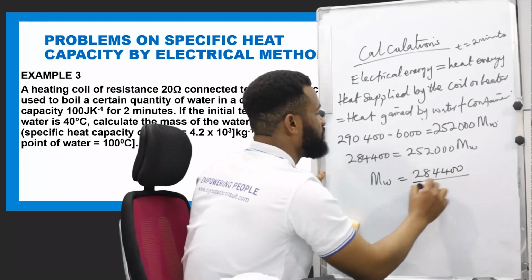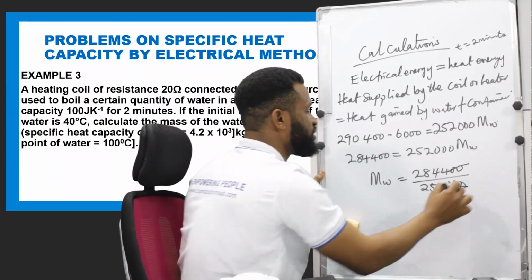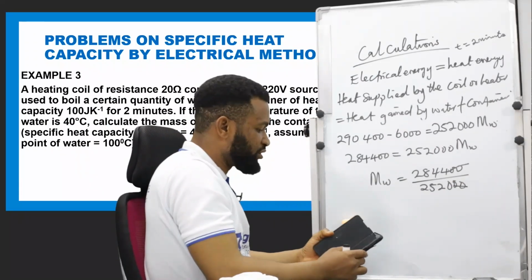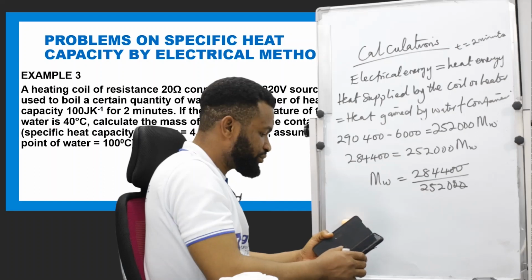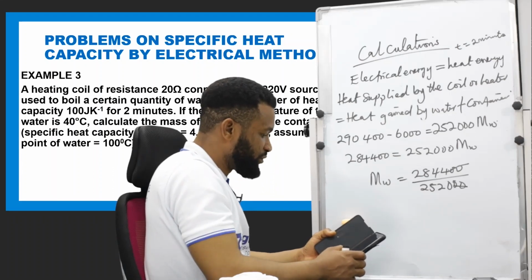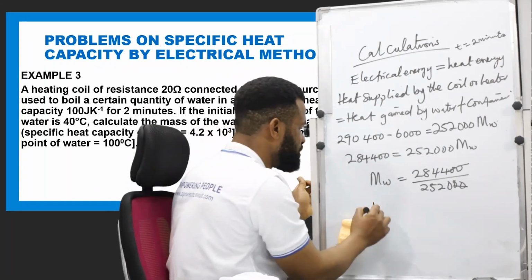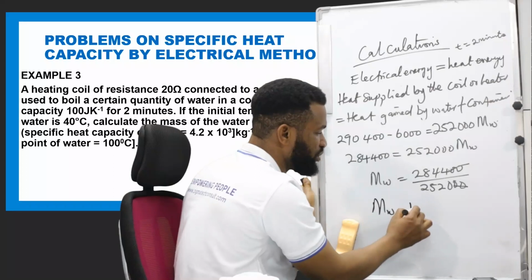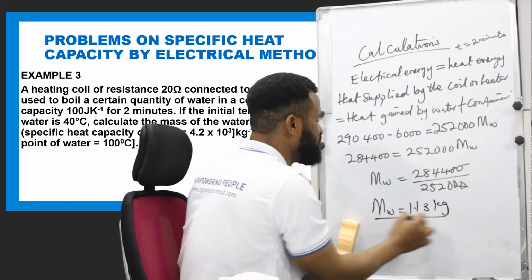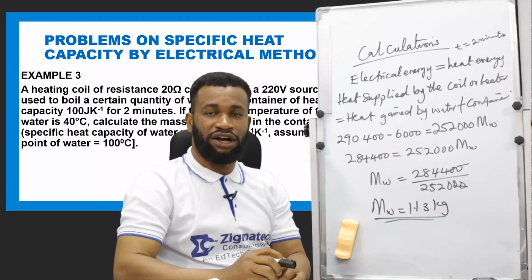284,400 divided by 252,000. So the 20 will cancel the 20. We have 2,844 divided by 2520. And that is, the mass of the water is given as 1.13 kilogram. So this is the mass of the water for this calculation.